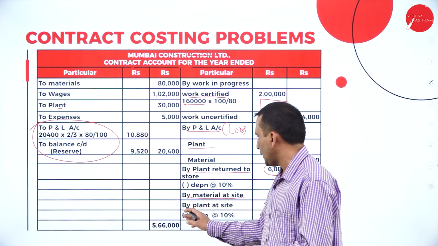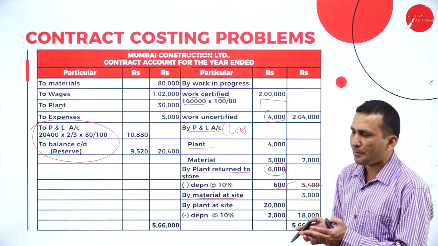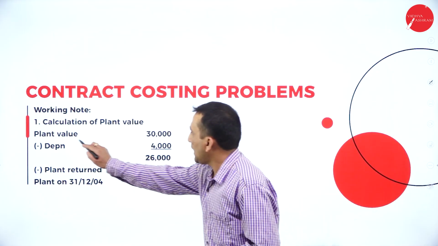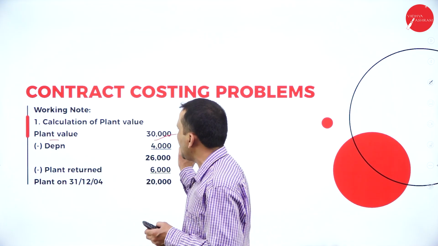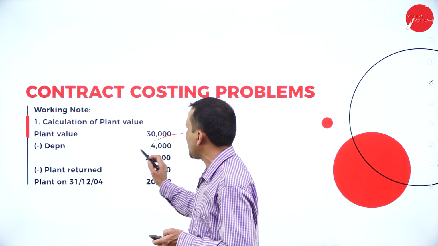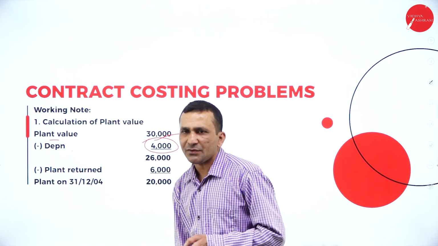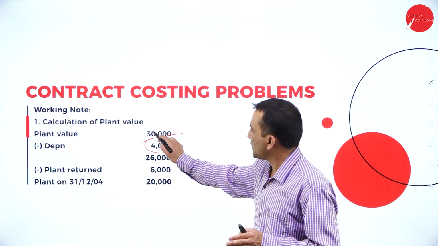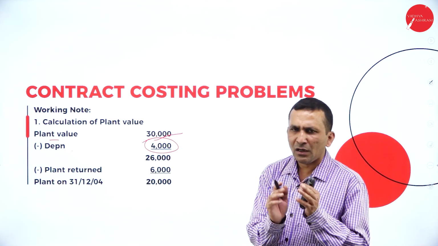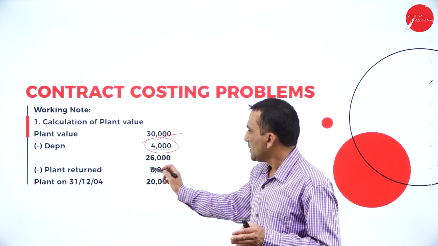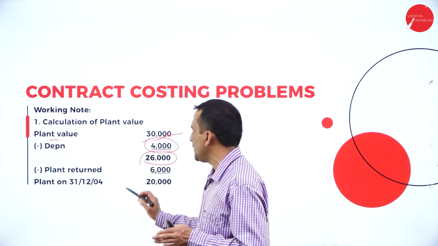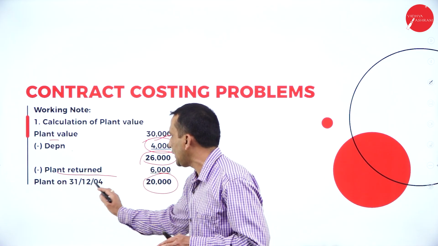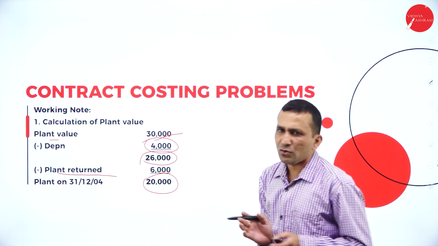Next, now we need to find out the actual plant cost. There is one working note, how we are getting 20,000. See, the actual plant in the trial balance is given as 30,000, and the loss because of destroyed, 4,000, we need to subtract. Actually original cost is 30,000; 30,000 minus the destroyed. After destroyed, 26,000 is the value. Now the plant returned is 6,000. The actual cost now till the last date is 20,000.